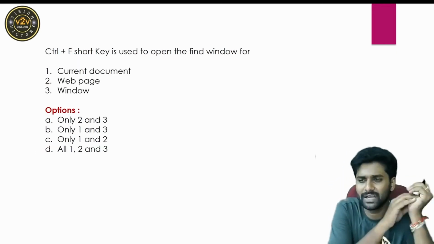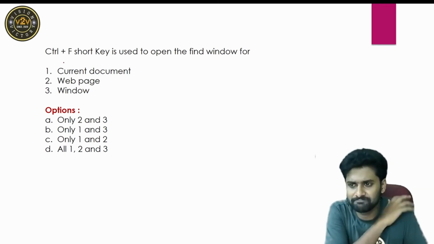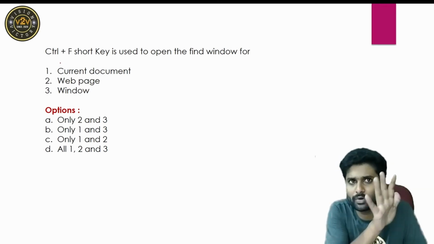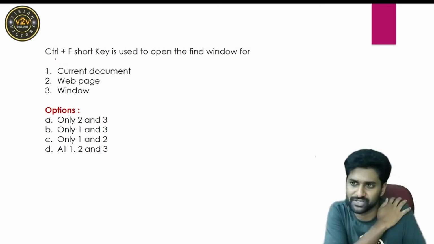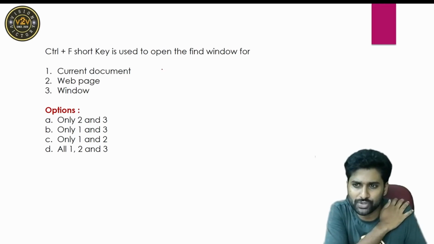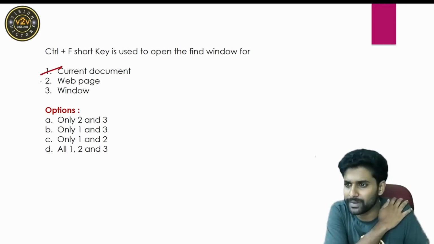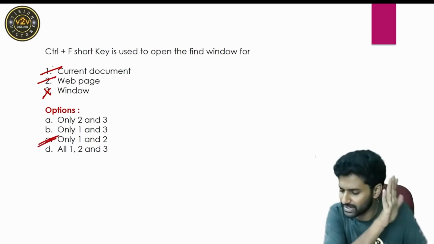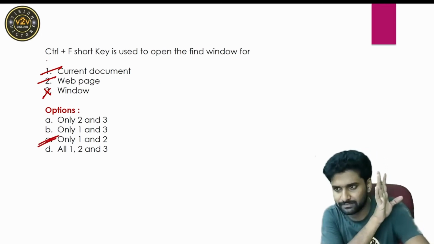Next. Guys, try to learn all the shortcut functional keys. This is most important. Maybe you can expect one of the questions in your Accenture examination. So Control F shortcut key is used to open the window for the current document and web page. It's not for window, guys. So answer both 1 and 2. So try to memorize all the functional keys. You can expect one of the questions from functional keys.